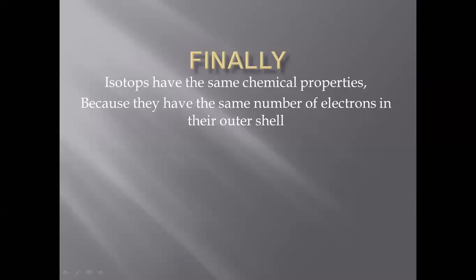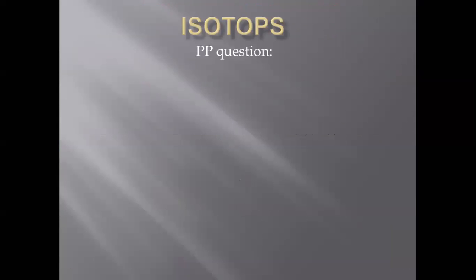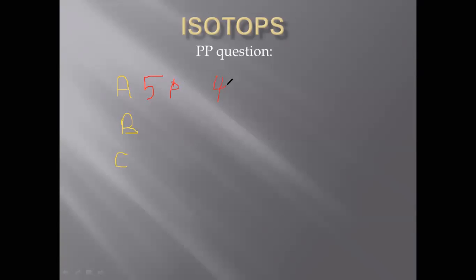Okay. Now I will ask a question. I will write something and I will ask you. Attention with me on the slide. If I have atom A, atom B, and atom C. In atom A, I have 5 protons and 4 neutrons. In atom B, I have 4 protons and 5 neutrons.